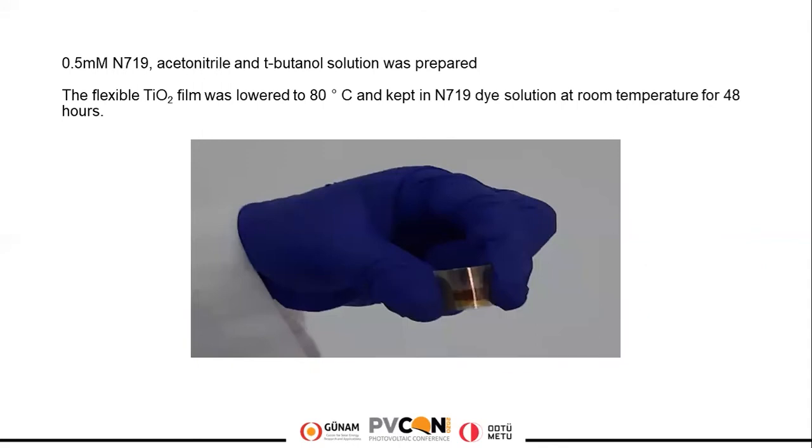And after this step, we use dye. We prepare 0.5 millimolar N719 with acetonitrile and PVC solution. The flexible titanium dioxide film was lowered at 80 degrees and kept in N719 dye solution at room temperature for 48 hours. By this step, we achieve the first part.